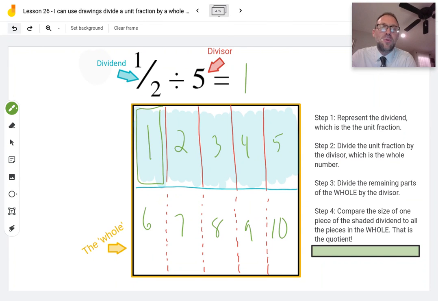Sorry, I got distracted by my boys in the hallway. Is one piece out of 10. Our quotient is 1/10. Okay.